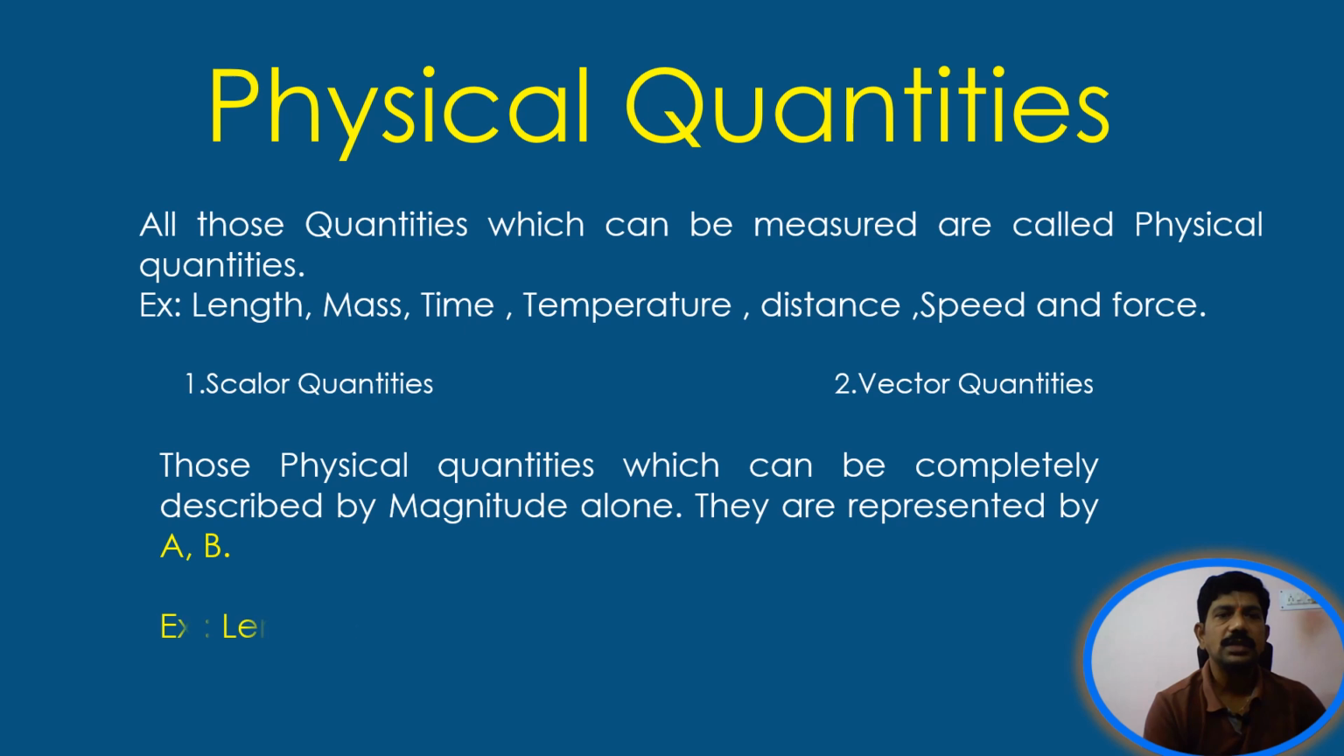Physical quantities are further classified into scalar quantities and vector quantities. What are scalar quantities? Those physical quantities which can be completely described by magnitude alone. They are represented by A, capital A, capital B. For example, length, mass, and time.